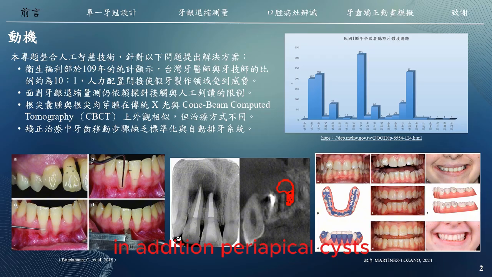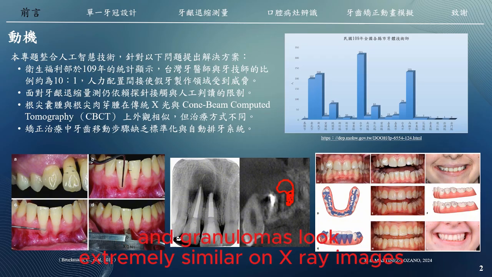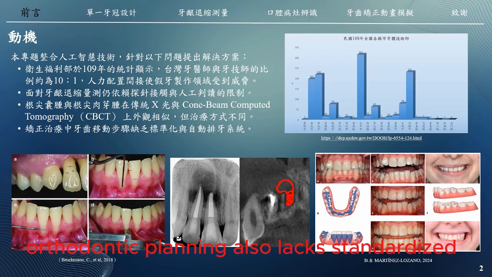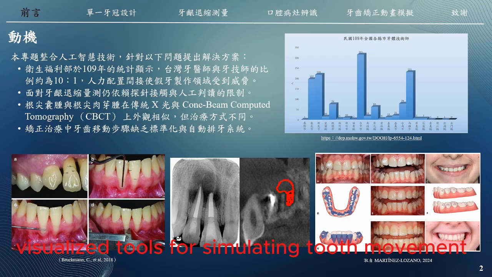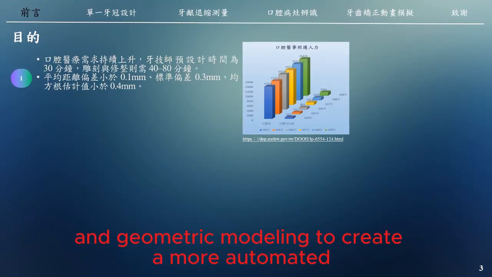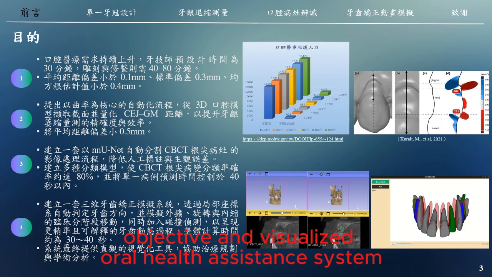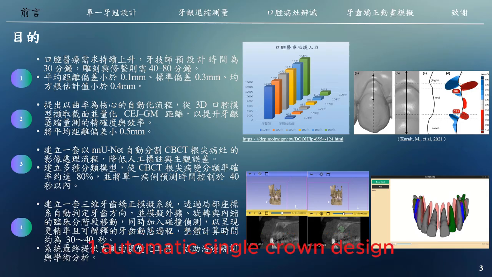In addition, periapical cysts and granulomas look extremely similar on X-ray images, requiring highly experienced clinicians to interpret. Orthodontic planning also lacks standardized, visualized tools for simulating tooth movement. Therefore, our goal is to combine AI and geometric modeling to create a more automated, objective, and visualized oral health assistance system.